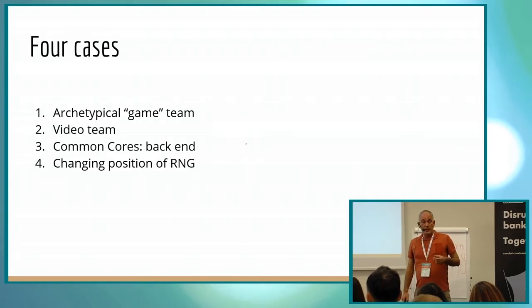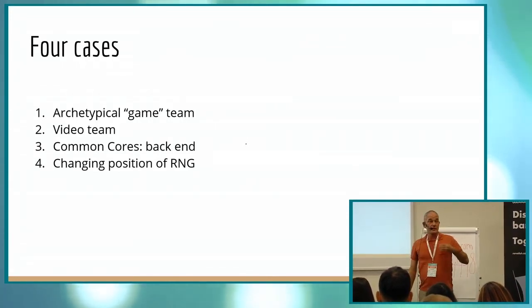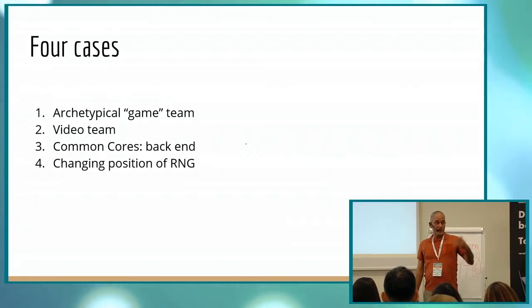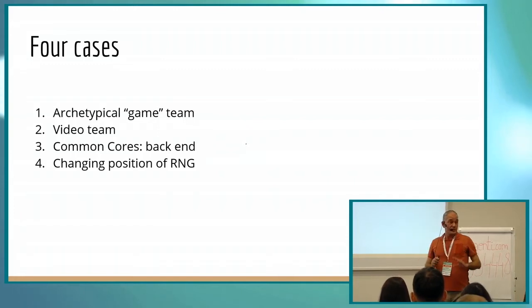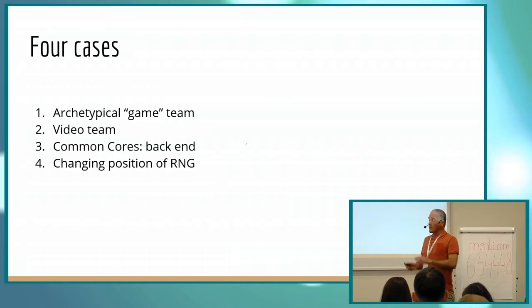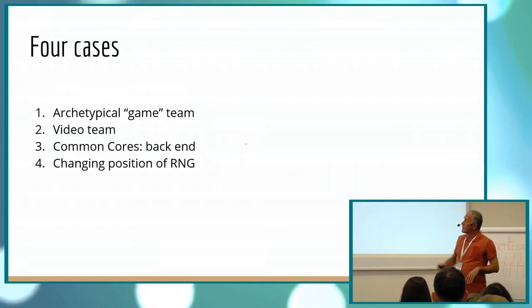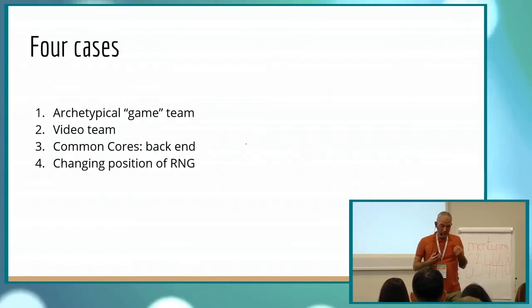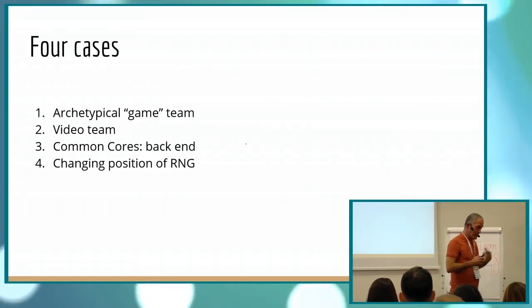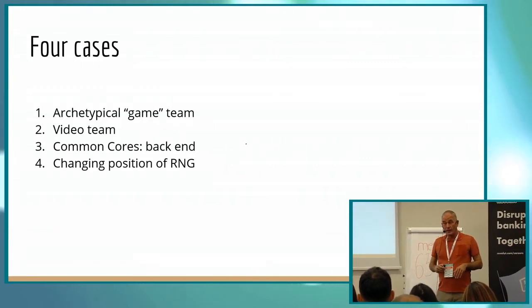So Evolution Gaming is providing live casino. It's providing different games: roulette, blackjack, poker, baccarat. So the first type of team is a games team. One team is creating roulette, one team is creating blackjack. So I call them here archetypical game team. The second type of team, of which there is only one, is the video team.